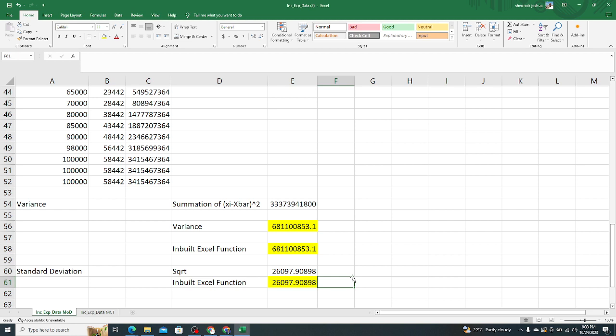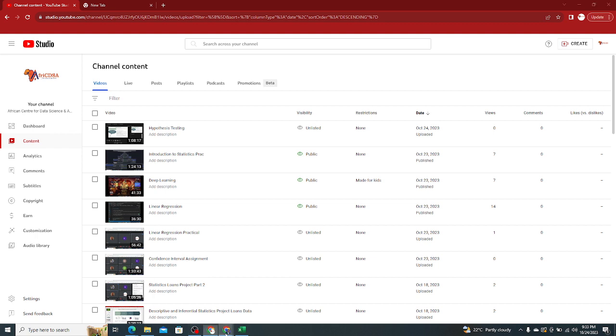The standard deviation here gives us the measure of how these incomes deviate from the average. I hope that was clear.